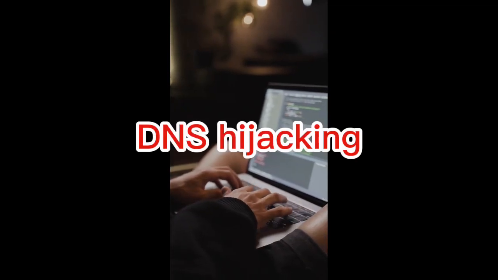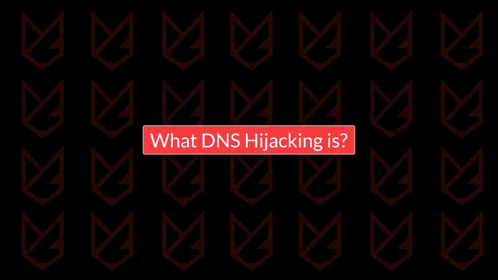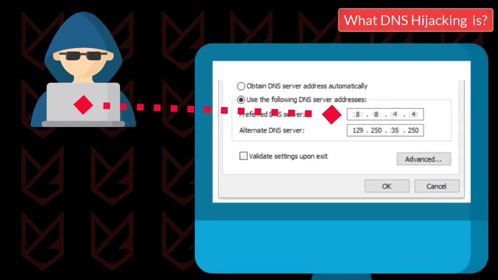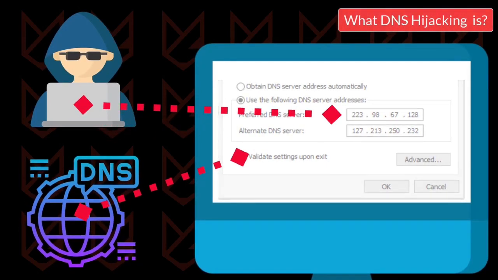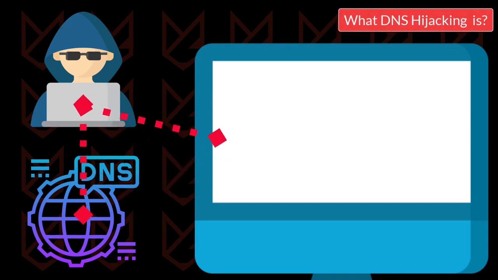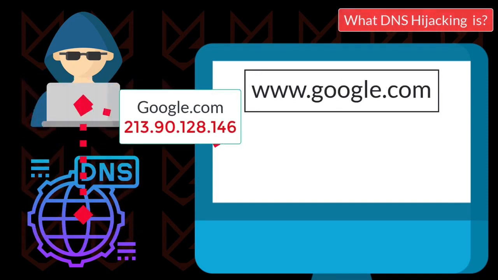4. DNS hijacking. DNS hijacking is when cyber criminals hack the DNS, either by changing the DNS server address or intercepting the communication between your device and the DNS server. After hacking, they replace the actual server IP address with their site. If you try to open google.com, you will be redirected to the hacker's page.